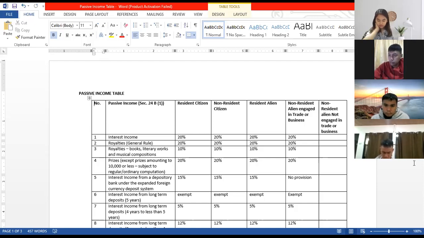Anong ibig sabihin ng actually? Meaning to say, natanggap mo talaga actually. Okay? Natanggap mo, na-receive mo talaga. Okay? But when you say constructively, parang based sa books na receive mo na, distributed na sa books pero hindi mo pa actually na-receive. So, whether the income was actually received or only constructively received, still kasali siya sa gross income for purposes of computing the income tax.